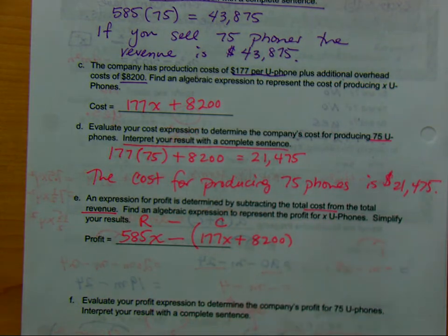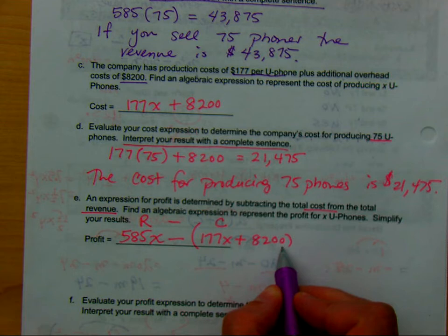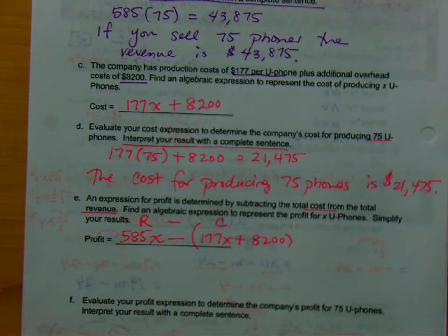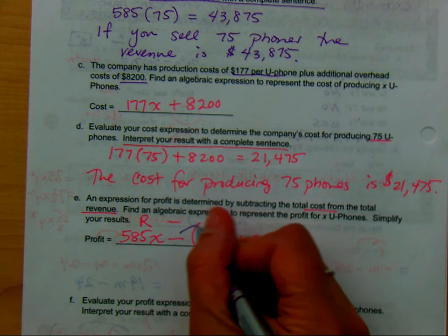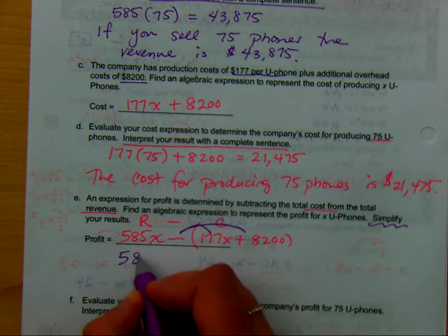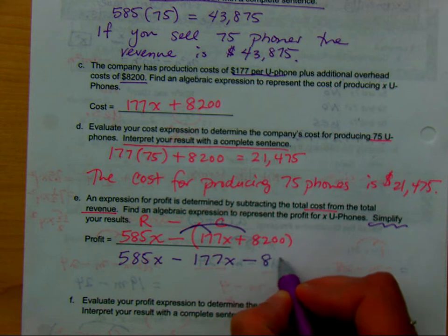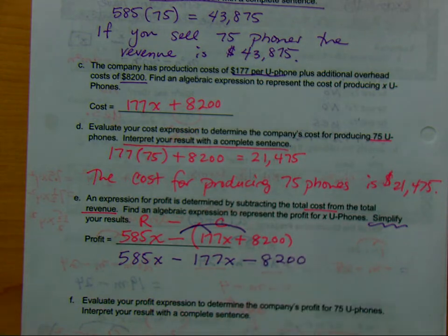Now, before last class, we were actually talking about the idea of distributing the negative. You guys remember when we did that? So if we distribute the negative, because here the cost, this is positive, but actually it's going to come out of my revenue, right? So if I distribute the negative, that's the simplifying. So I have 585X minus 177X minus 8,200. Do you see how that fixed cost turned into a negative? Does that make sense? How the fixed cost became a negative?